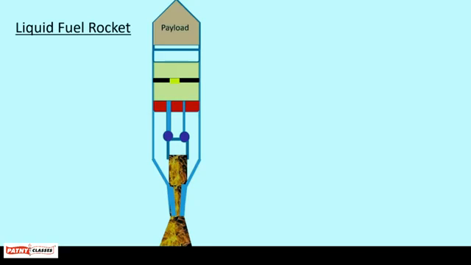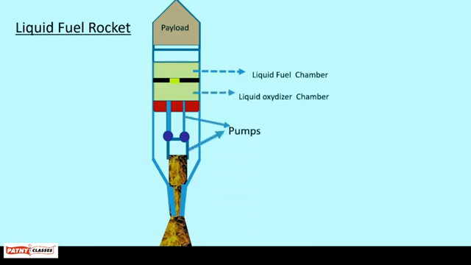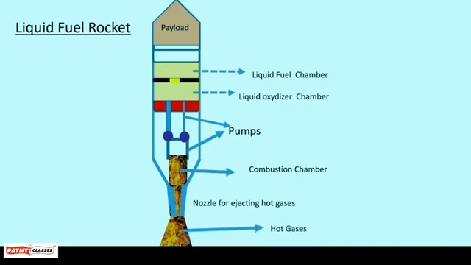Liquid fuel rocket, also called liquid propellant rocket. Important sections of a liquid fuel rocket are the liquid fuel chamber, liquid oxidizer chamber, pumps, combustion chamber, and nozzle for ejecting hot gases, and the hot gases come out of the nozzle with high pressure.